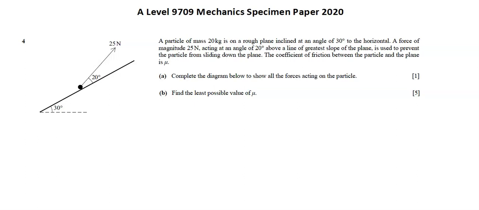We're looking at the 2020 specimen paper question 4. A particle of mass 20 kilograms is on a rough plane inclined at an angle of 30 degrees to the horizontal. A force of magnitude 25 newtons acting at an angle of 20 degrees above a line of greatest slope of the plane is used to prevent the particle from sliding down the plane. The coefficient of friction between the particle and the plane is mu.